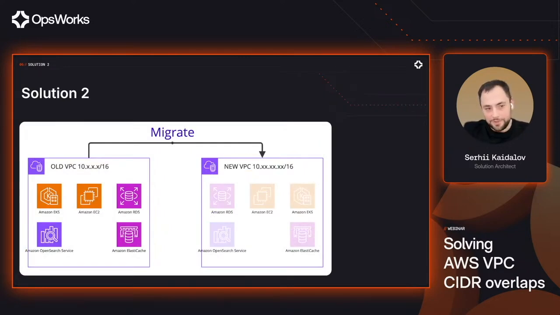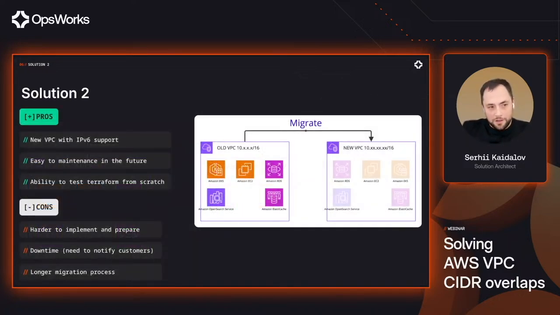Solution 2 is to simply migrate. So we will be using renumbering. We decided to migrate. Why? The new VPC will support IPv6 from the start. So if in the future we want to migrate to IPv6, it will be possible easily without recreating a lot of resources such as EKS, for example. It will be easy to maintain in the future because we don't need to deal with old overlapping networks, et cetera. We don't need to have static routes for different resources.